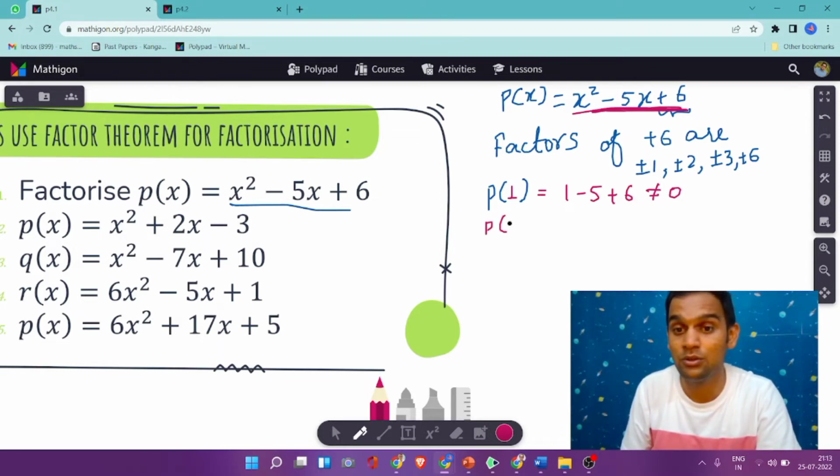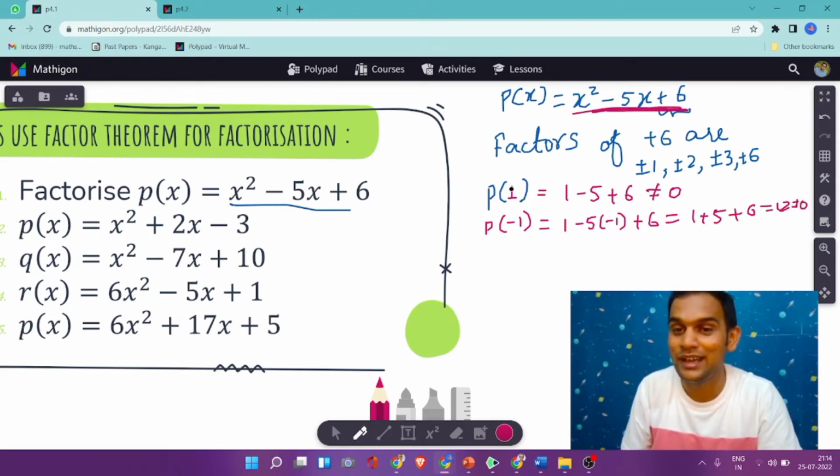Let's quickly find it out. P of minus 1. Yes, P of minus 1 will be minus 1 square, which is 1. Now, minus 5 multiplied by minus 1 plus 6. So that will get us 1, minus 5 times minus 1 will give us 5, plus 6, which is obviously equal to 12, so that will not be equal to 0.